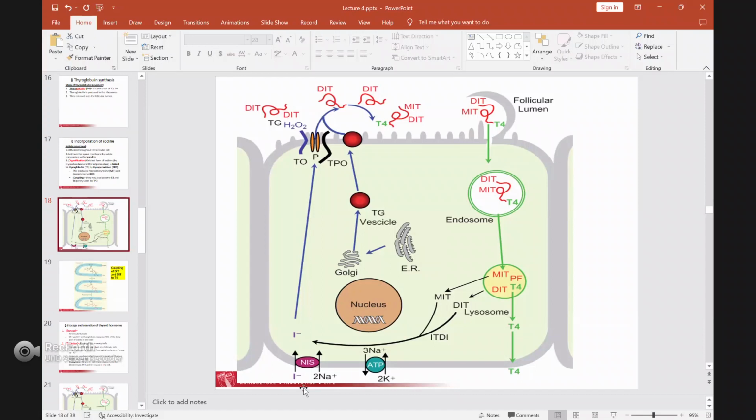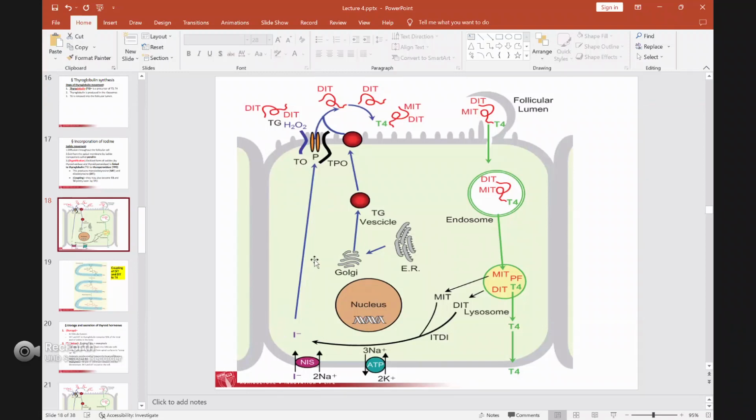In order to work, this pump needs two compounds to bind to it before the pump can be activated. The compounds are iodine itself and also sodium. If there is no sodium, the iodine cannot enter the cells, because the pump needs both sodium and iodine in order to work. Then the iodine will come inside the cell.